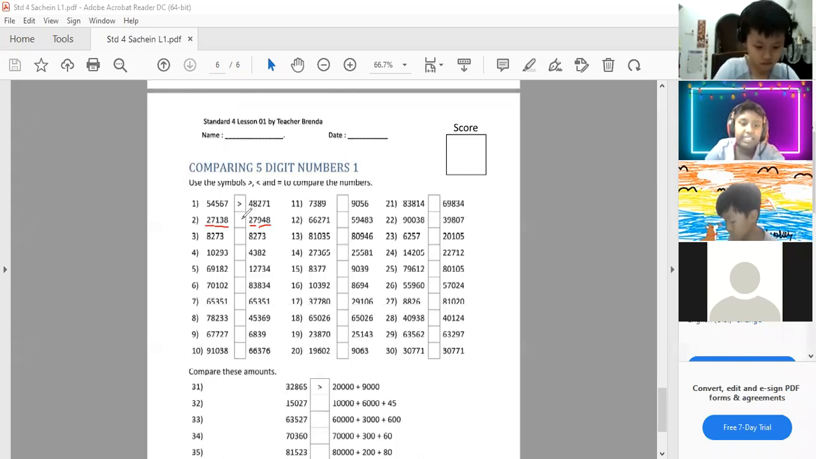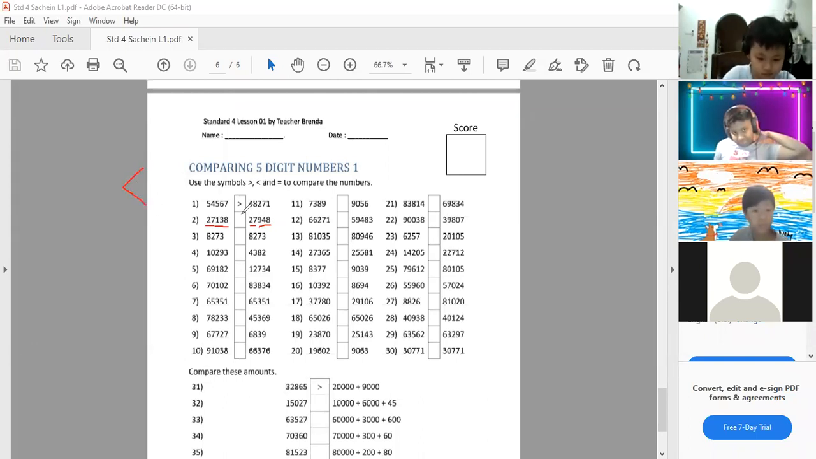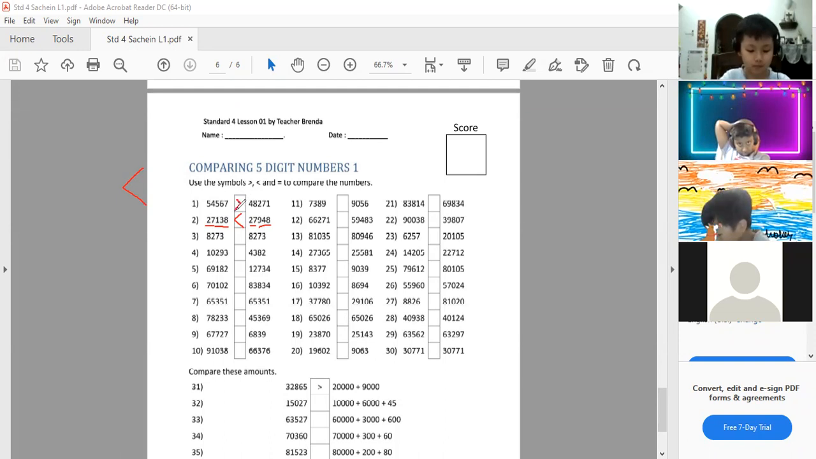138 is smaller than 948. Yes or not? Yes, teacher. So the symbol will be this. So you take your pencil and you draw the symbol like this. Okay, actually number 1 we missed out. 54,567 is more than 48,000. Surely, 54,000 is more than 48,000.